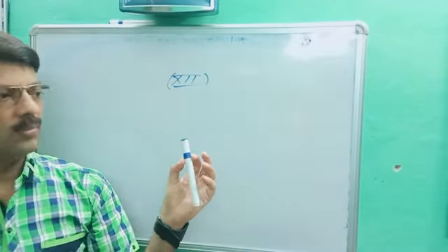Let's suppose some charge is given. Q is equal to 2t² minus 5. And I ask how much current will be drawn at t equal to 1 second. This is the question, and it is a very easy one.